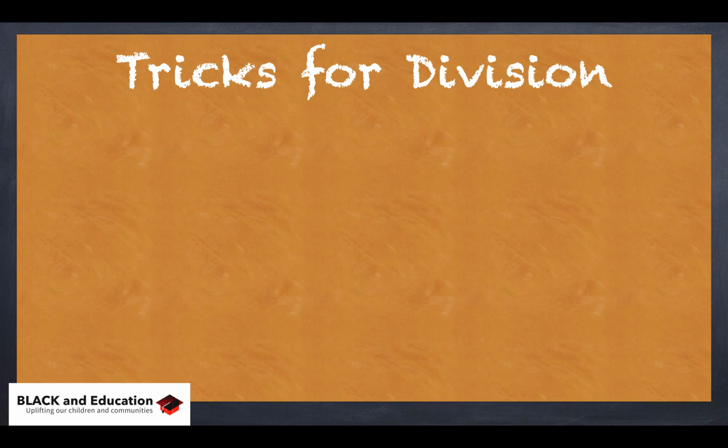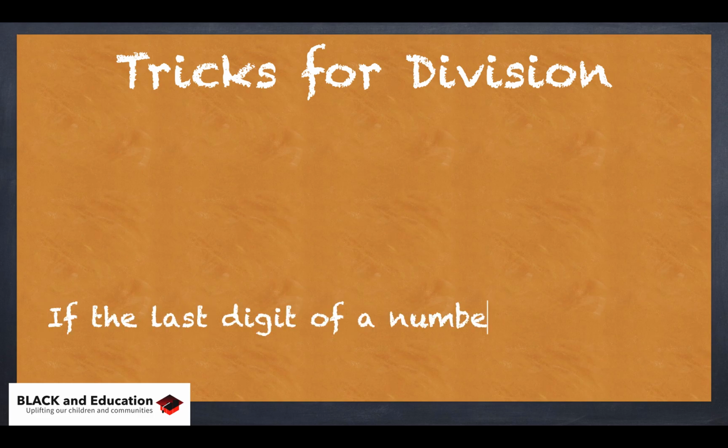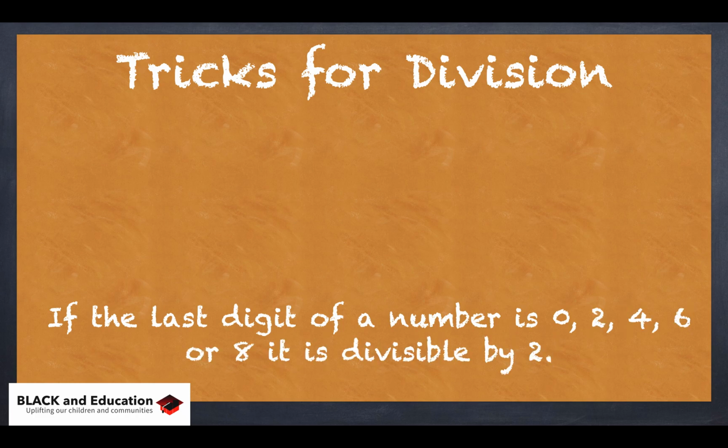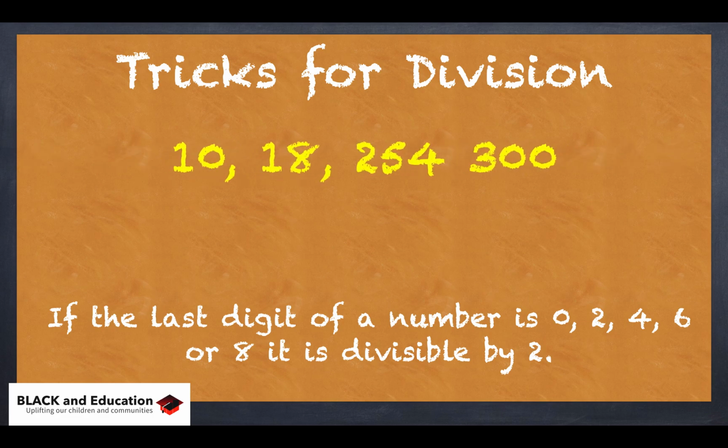So let's look at some tricks for division when it comes to the number 2. Basically, if the last digit of a number is 0, 2, 4, 6, or 8, the number is divisible by 2. Let's take a look at some examples here.